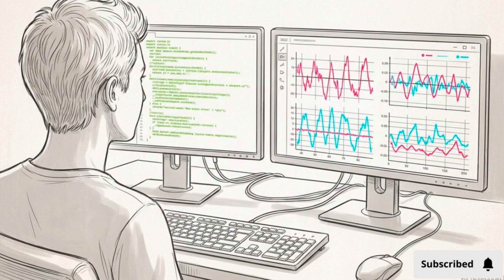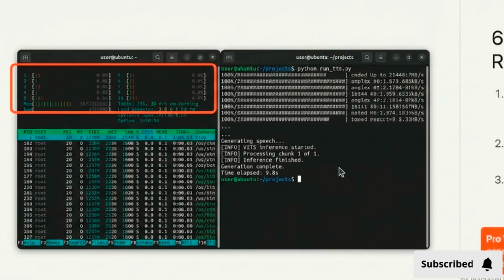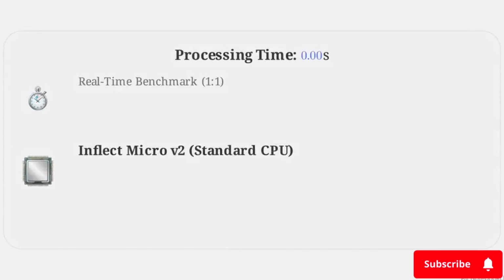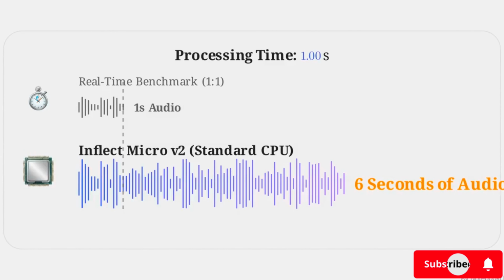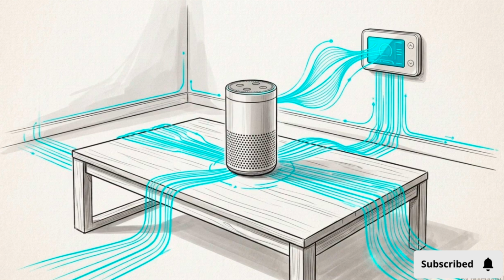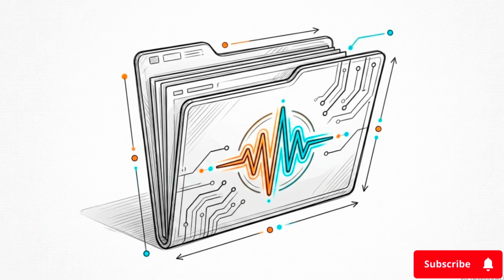To track how efficiently this runs, open a system monitor alongside the generation process. This split screen captures the execution. The system monitor indicates minimal CPU core utilization and zero GPU activity, proving the model relies exclusively on standard processor power. Processing audio at 6 times faster than real-time on a standard CPU makes deploying AI agents to edge devices and consumer hardware highly viable.